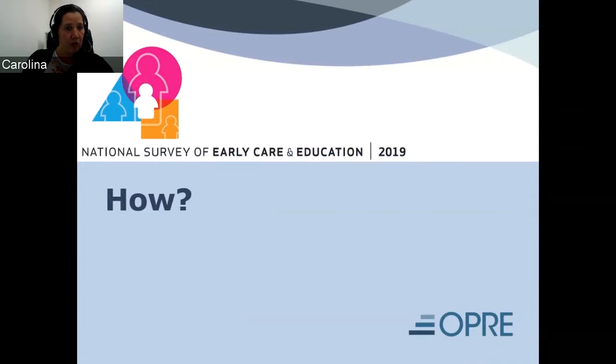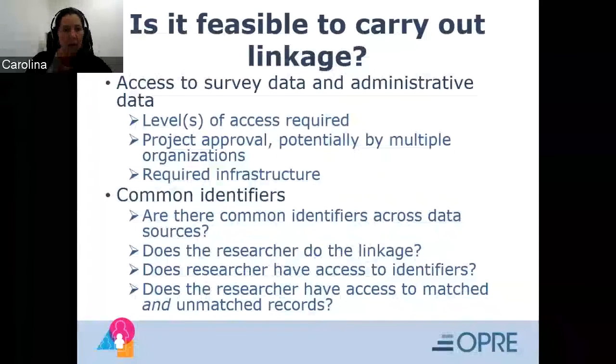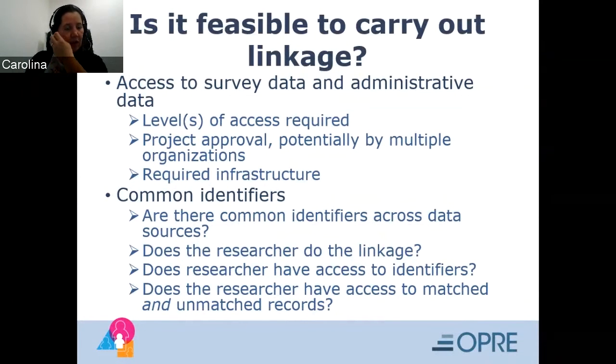Okay, so let's move on to the how. This is the feasibility of the linkage between administrative and survey data. I'll talk first about some of the very basic issues, though they're not very basic once you're in it. They're the first hurdles that it's important to take into account when carrying out the linkage. And Zach referred to some of these yesterday.